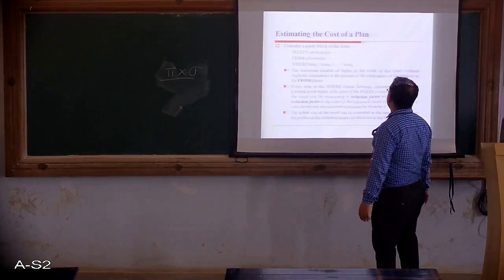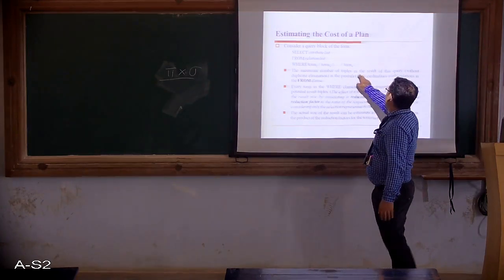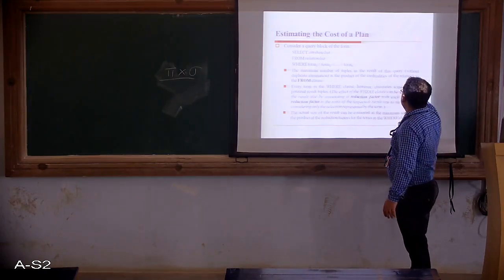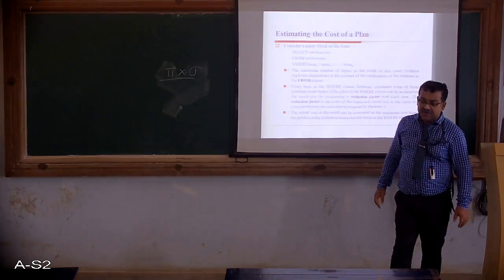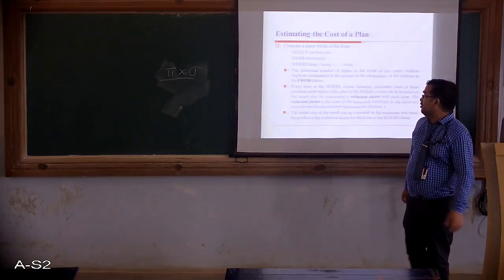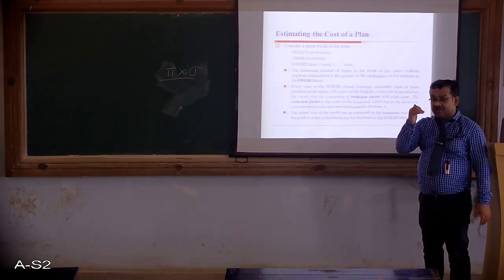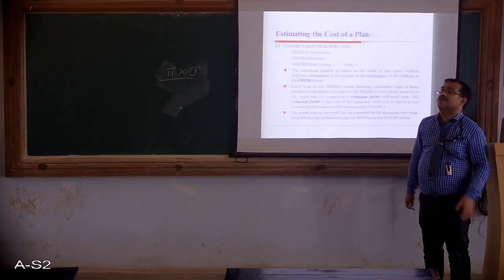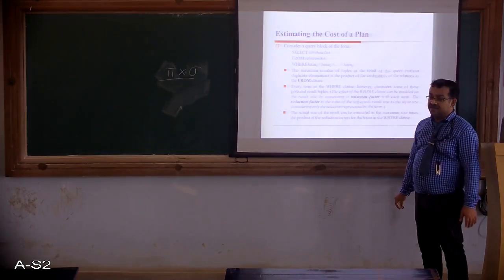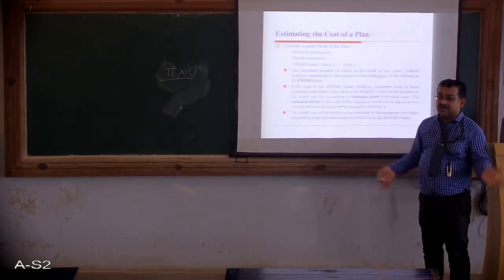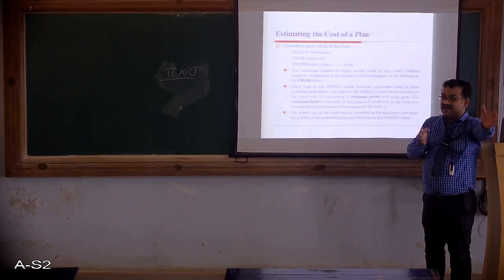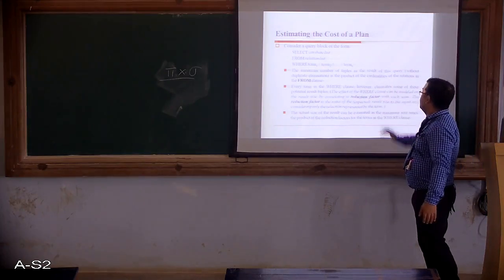Now here the maximum number of tuples in the result of this query, without duplicate elimination, is the product of the cardinalities of the relations in the FROM clause. The FROM clause is nothing but a cross product of the relations. Suppose one relation has 100 tuples and another has 1000 tuples. The cross product will give you 100,000 tuples, the multiplication of the cardinalities.